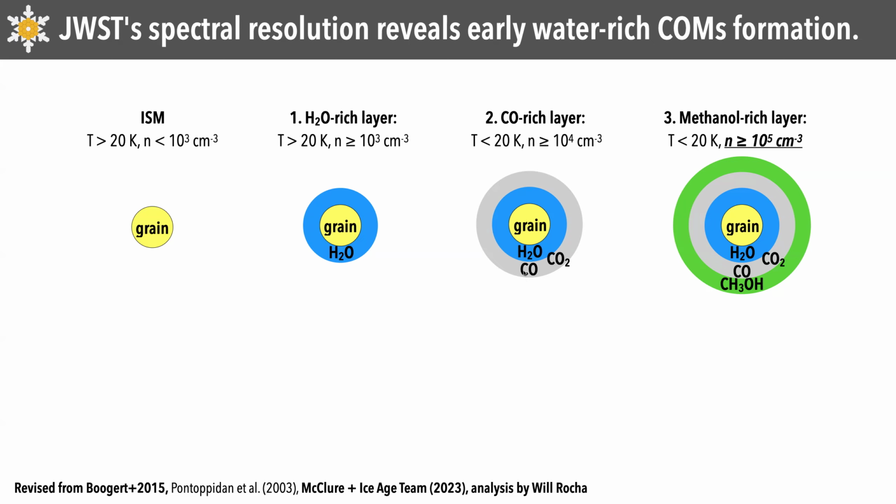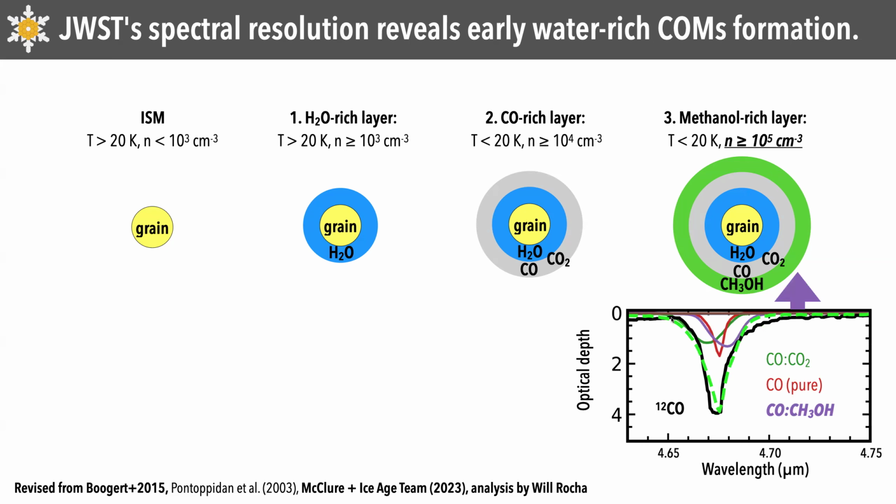And this is because water forms directly on the grain surface, and carbon monoxide actually freezes out onto the grain from the gas phase. And then we thought at that point there were chemical reactions that would occur on the surface of the grain once you had formed carbon monoxide on the surface, that would then form methanol, the simplest complex organic molecule.